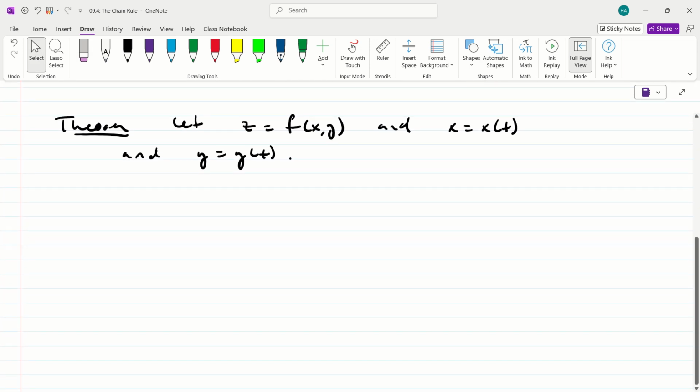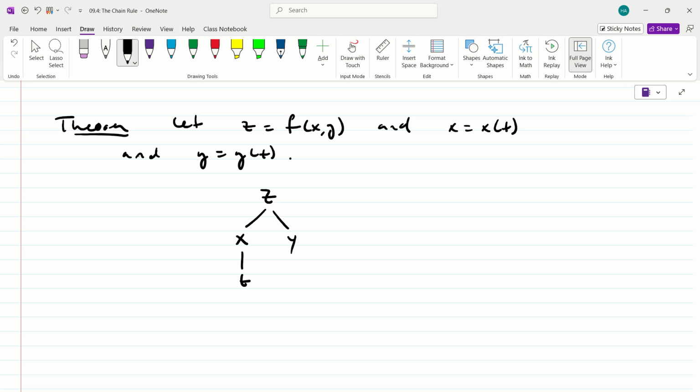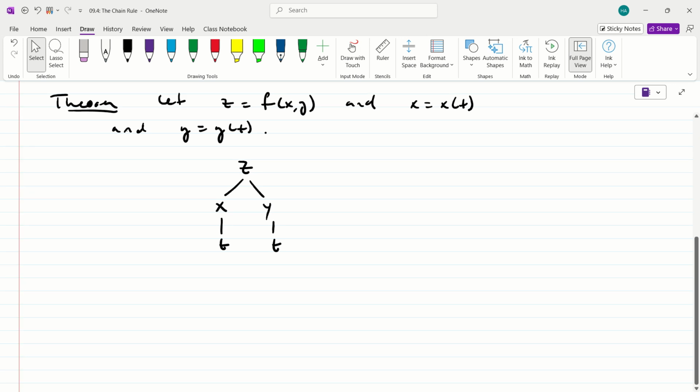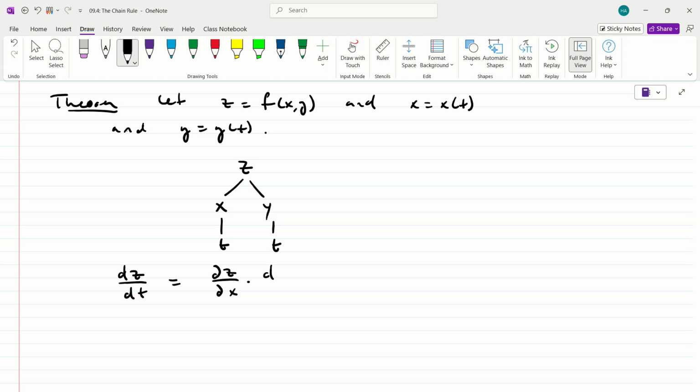So what I like to do is draw a tree of dependencies. So here we have our function f of x, y, that we're calling z. And z is a function of x, and it's a function of y. X is a function of t, and y is a function of t. So given this scenario, if you want to compute the derivative of z with respect to t, this will be equal to the partial derivative of z with respect to x times dx dt plus the partial derivative of z with respect to y times dy dt.